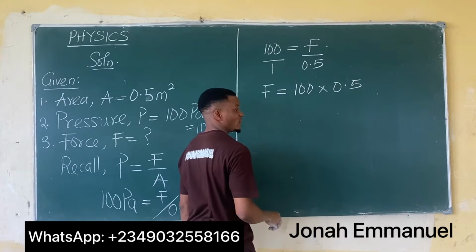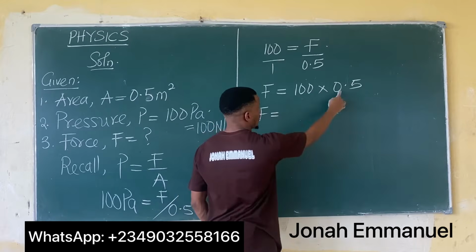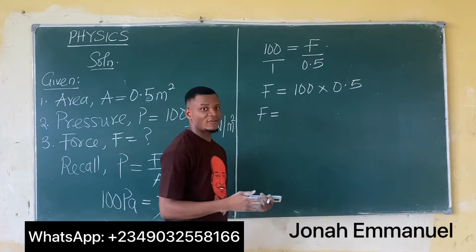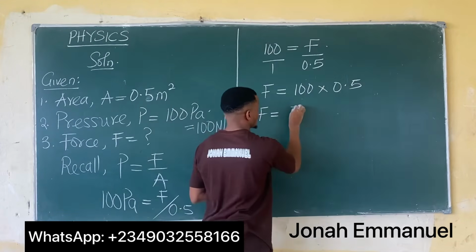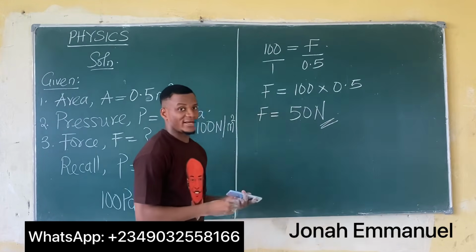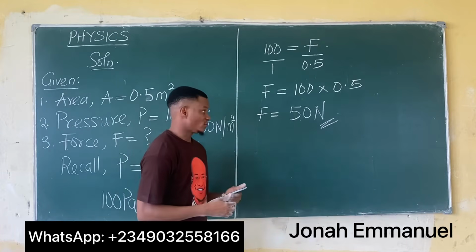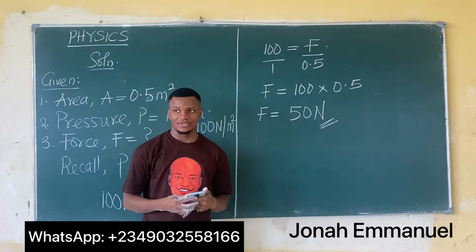Cross multiply: force times 1, force equal to 100 times 0.5. Alright, if I work this out, I'll have that force is equal to 100 times 0.5, simply means half of 100, and that's equal to 50 Newton. Hence, the force required is 50 Newton. So this is how I solve this question.